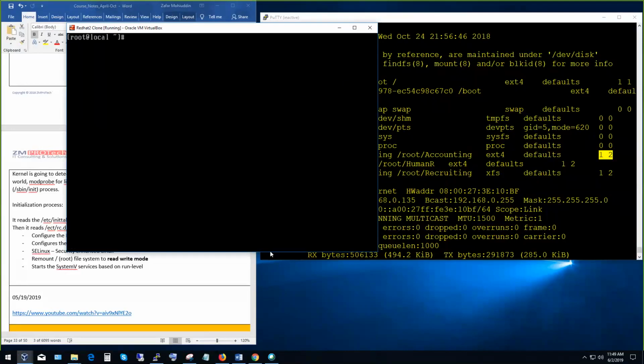So Zafar, since the system was started in run level 1 by itself, if we start the system in run level 1, will it go to read-only mode as well, or in that case will it go to read-write mode? It will go to read-write mode. Okay. Let's check it out.